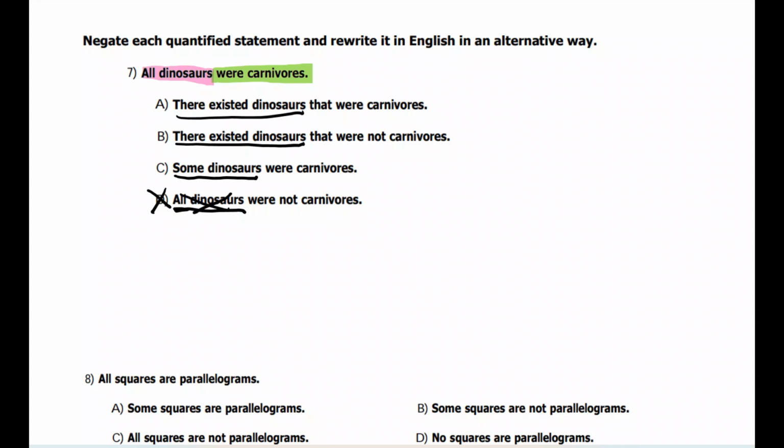Then you go to the back half, which is "were carnivores," and in order to negate "were carnivores," you would say that they were not carnivores. You're going from "were" to "were not." So the answer is choice B.